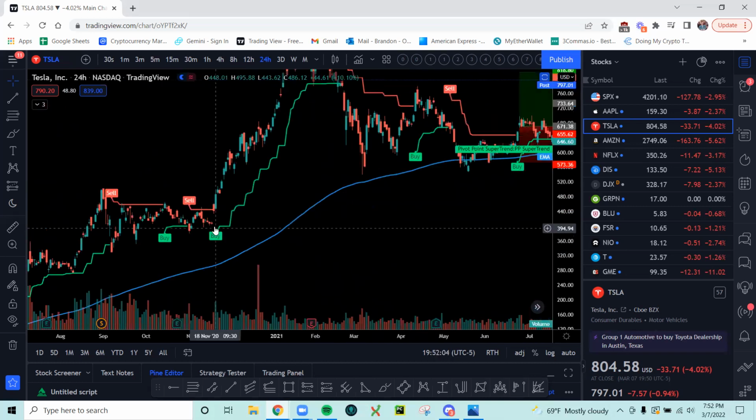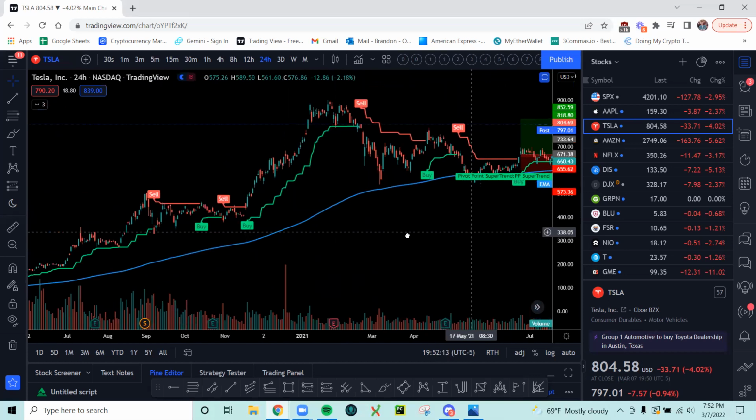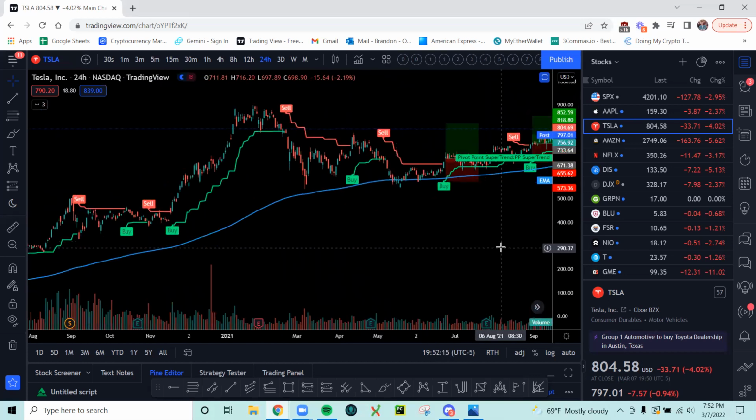And you can see another extremely profitable trade here because price never goes below this super trend line, and you would have made some really decent profits there. So guys, that was the strategy.